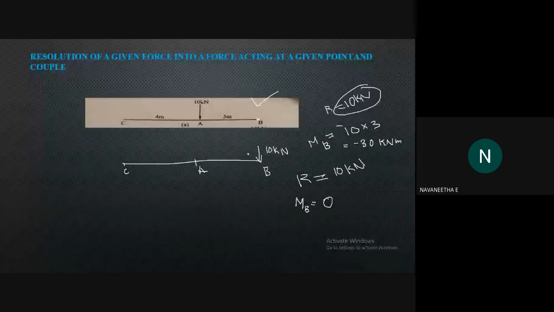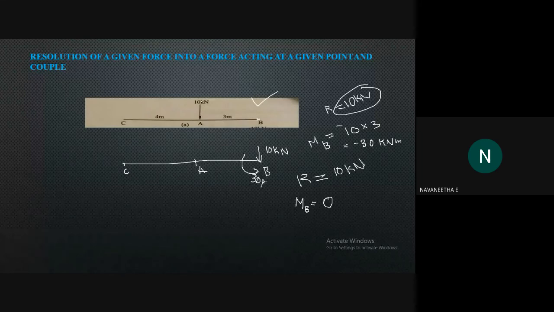So it is counterclockwise direction. So I am applying this 30 kilonewton meter in the second figure. The direction of the moment is counterclockwise, so the arrow is like this. If you are considering M_B, it is not 0. It is already given as 30 kilonewton meter. So now, considering the resultant force, both systems have 10 kilonewton, and the moment about B is 30 kilonewton meter acting in counterclockwise direction. So now the system is equal.